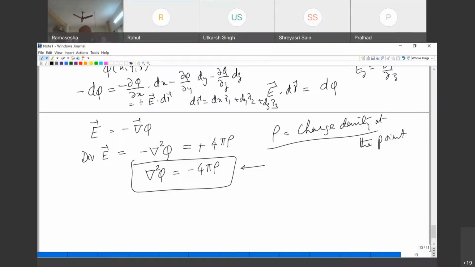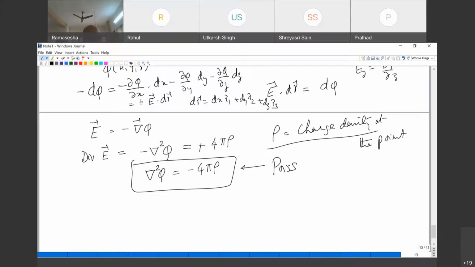E dot dr is the conserved quantity. So you take a test charge from point 1 to point 2. The potential required to move the test charge from point 1 to point 2 only depends upon the positions of points 1 and 2 and not on the path. So this equation is known as the Poisson's equation.